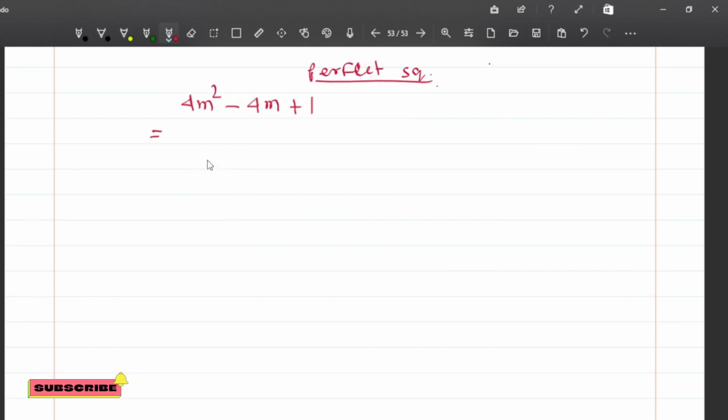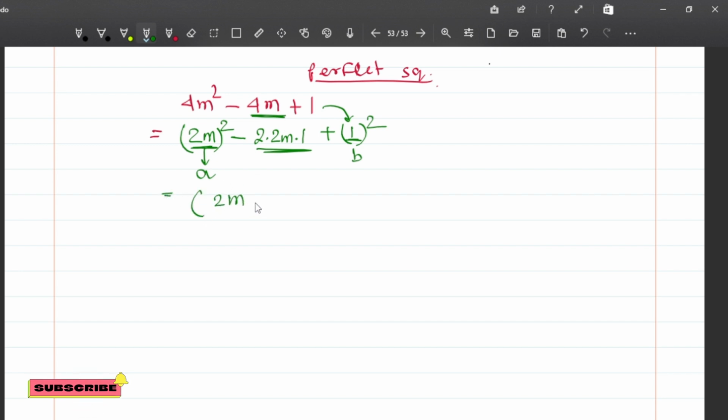Let's take another example to make it a perfect square. So we can write (2m) square in place of 4m square and 1 square for 1. Now here 2m is the a and b is 1. So now complete 2ab: 2 times 2m times 1. Now multiply this, you get 4m. So clearly you can say (2m minus 1) whole square. It is a perfect square.